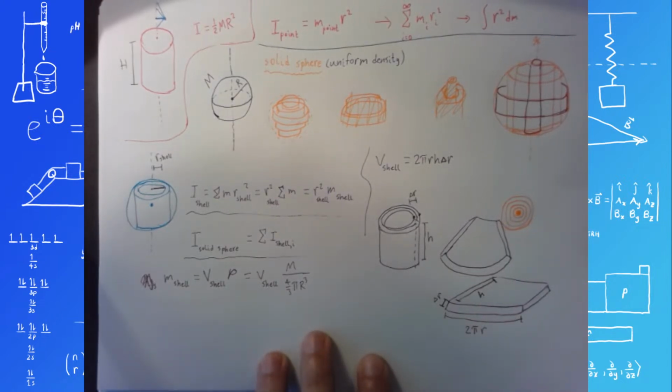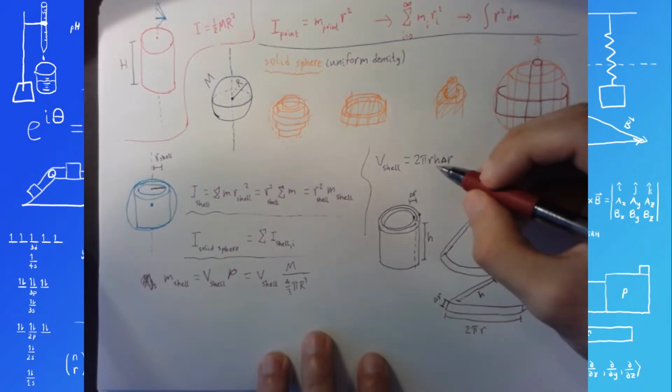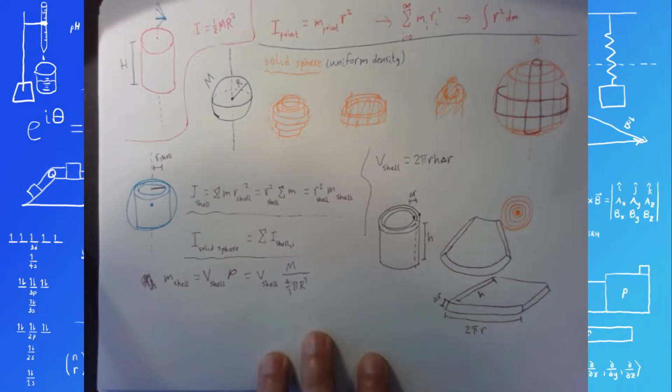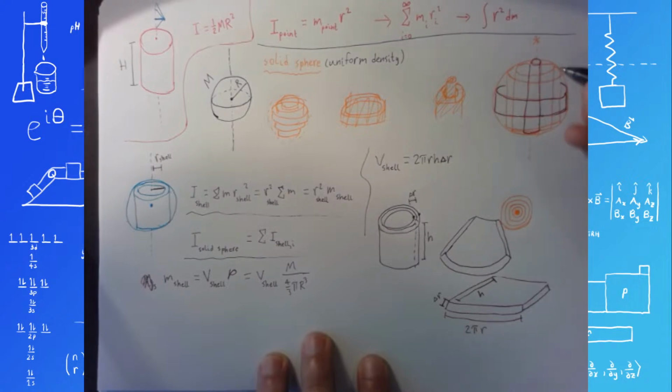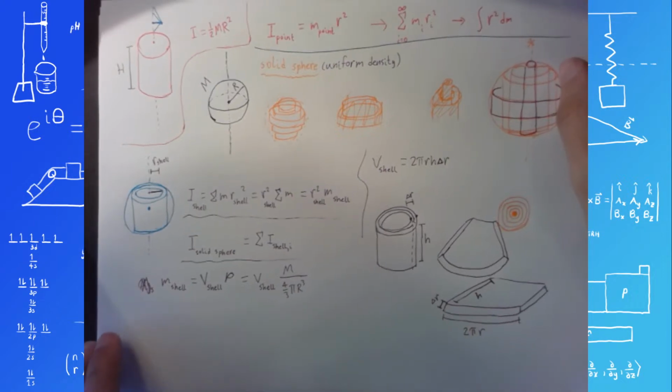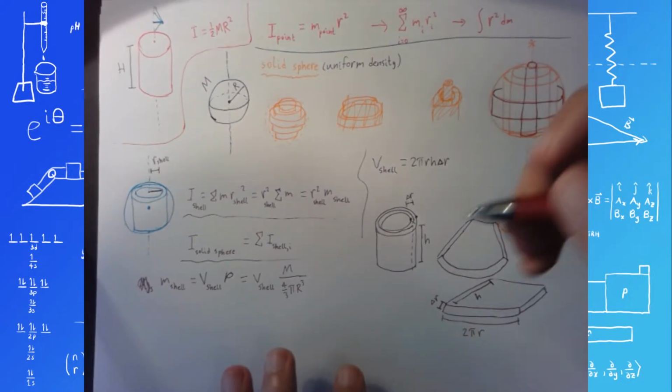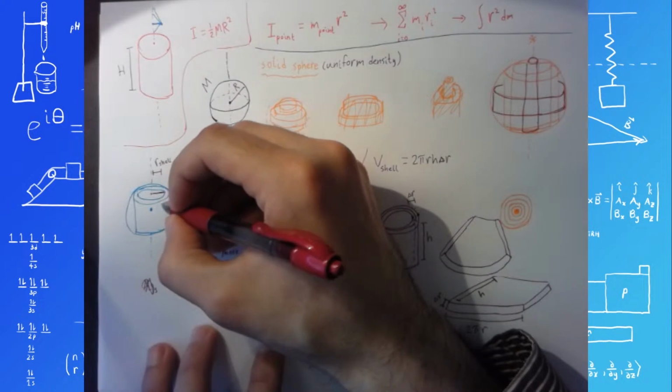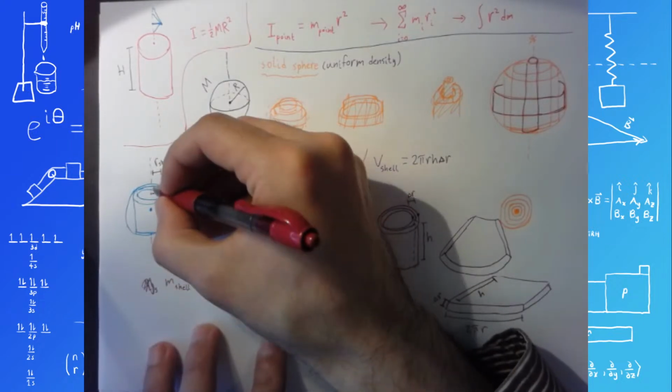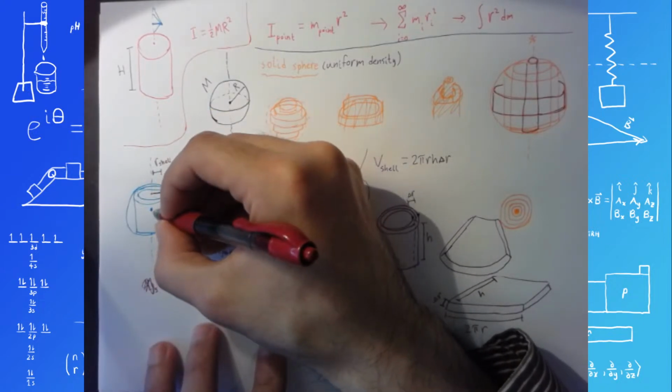So we're going to need some sort of relationship. We're going to need to rewrite this height in terms of, well, it's going to vary with distance from the axis. The farther away you are from the axis, the smaller the height is. The closer you are to the axis, the greater the height is. So there's got to be some sort of relationship here. And that relationship is going to be based on, let's see, the radius of the shell.